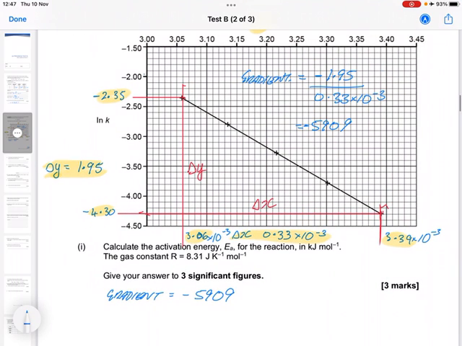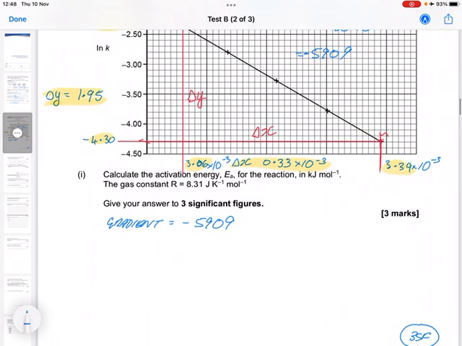So the gradient is a negative line, so minus 1.95 divided by 0.33 times 10 to the minus 3 gives me minus 5909. Now, the gradient, you are allowed any value between minus 5,700 and minus 6,100. Okay. So 1 mark for the correct gradient, and then the next part is calculating the activation energy.